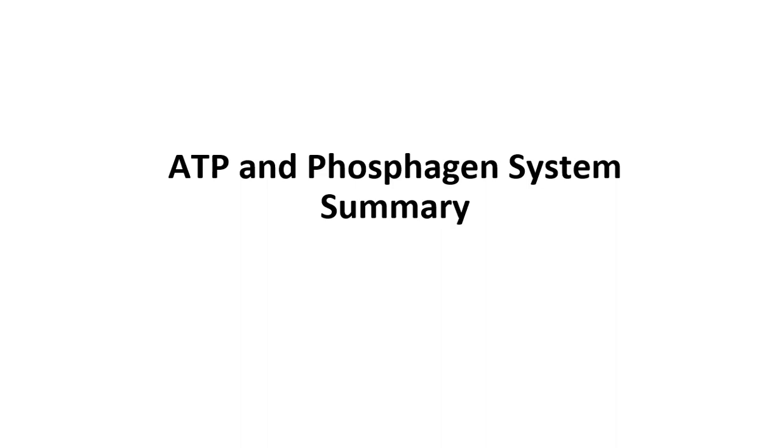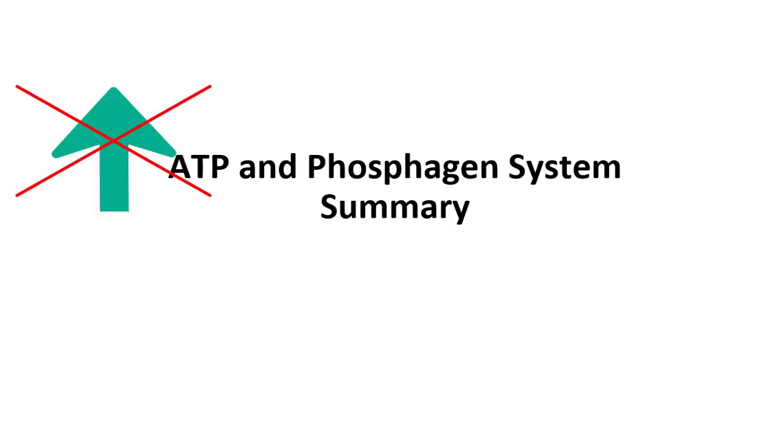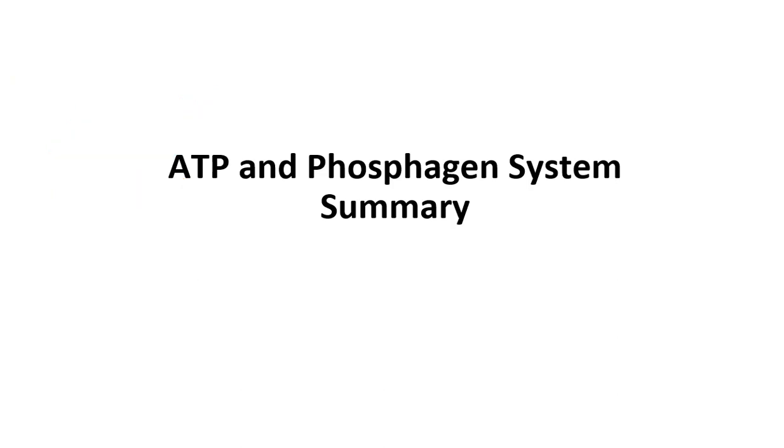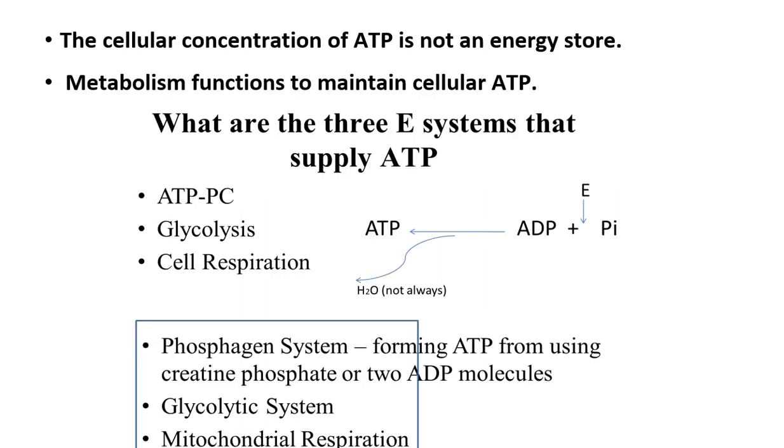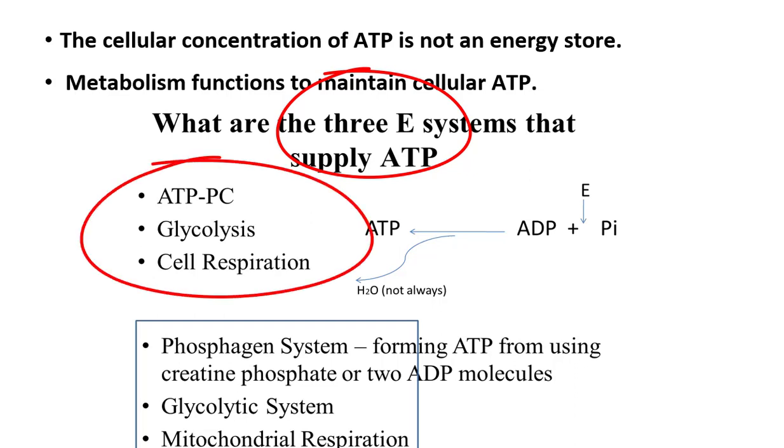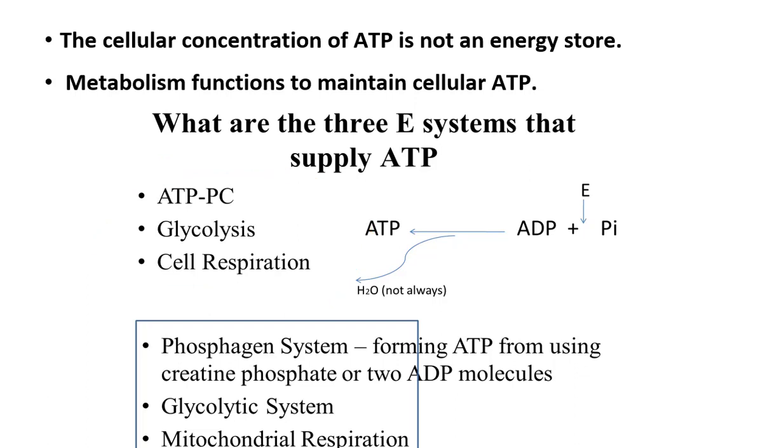When the body has been given too much energy from overeating, cells do not increase their store of ATP, and for a more complex reason, it would impair the ability of the cell to transfer phosphate groups between molecules of metabolism. To maintain the cellular concentration of ATP, there are three energy systems, which we usually call ATP-PC system, glycolysis, and cell respiration. However, there are two more reactions, the adenylate kinase and AMP deaminase reactions.